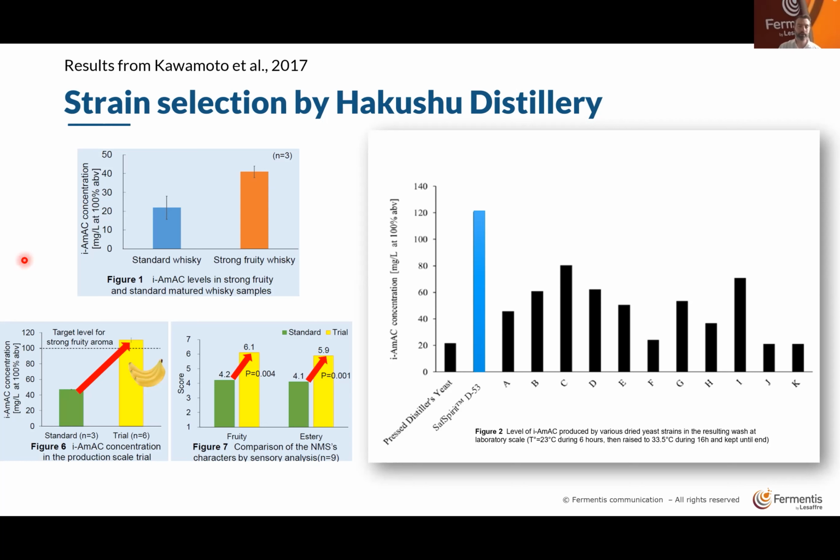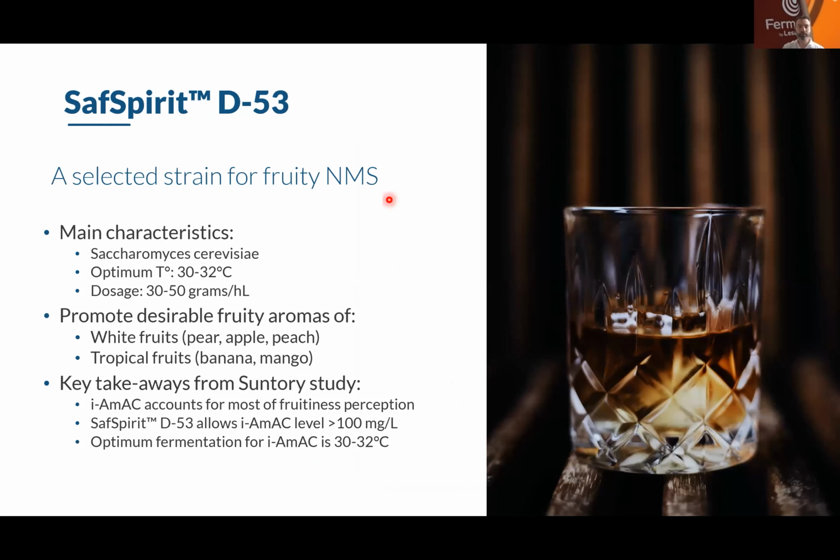In the program, they had an experiment to add external isoamyl acetate to go from standard to over 100 ppm, and then they tasted side by side, and they found out that increasing the concentration of this isoamyl acetate allowed to reach a very nice fruity flavor that was somewhat similar to the aged whiskey, very fruity. The last part of the experiment was to assess a large number of yeast in specific conditions to see which ones were able to produce the highest amount of isoamyl acetate to get the fruity spirit, and Sasprit D53 was therefore selected. As a summary for this study, D53 is a strain for fruity new make spirits.